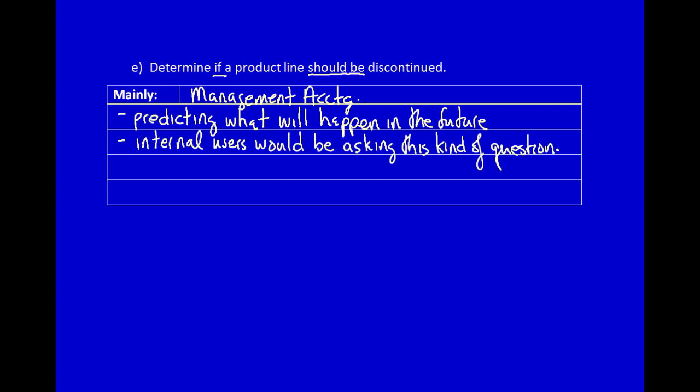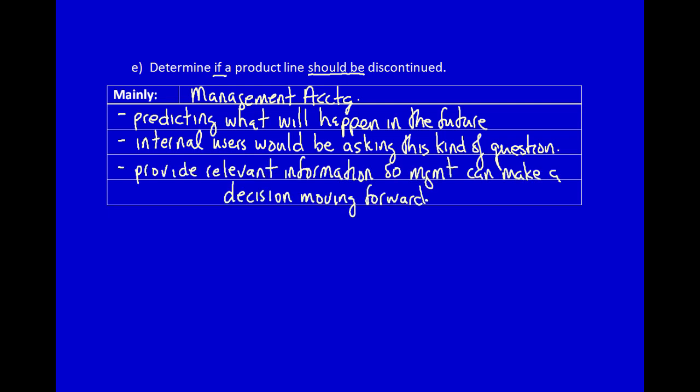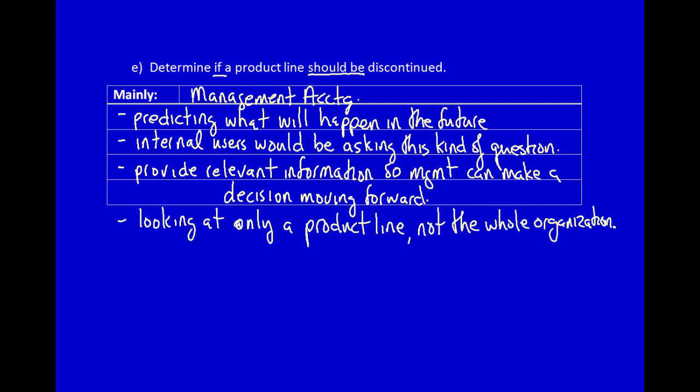We're going to provide relevant information to management so that they can make a decision moving forward. And finally, we're looking at a product line, maybe like cookies. And that means a lot of cookies, right? Different cookies, or meat pies. This is something we do in management accounting, taking it down to a lower level, not the whole organization. That's it for solving problem 1-1A. I'll solve problem 1-1B in another video.